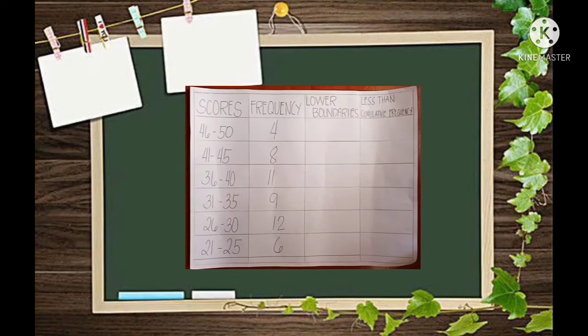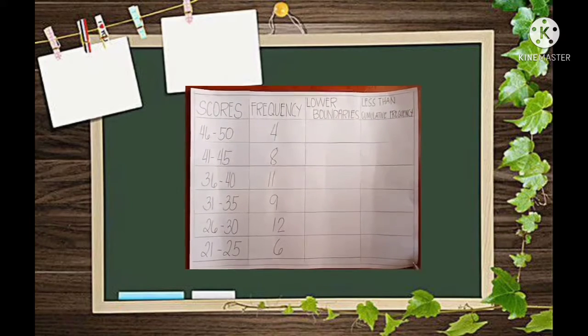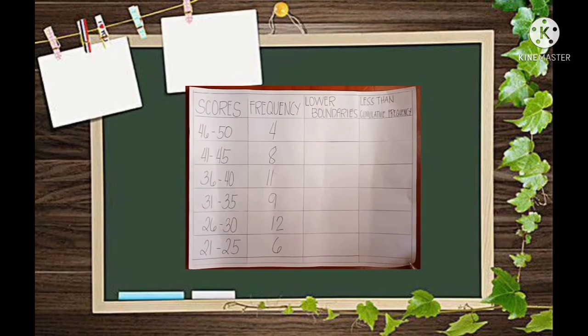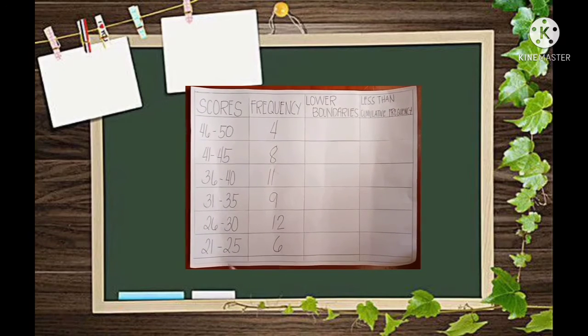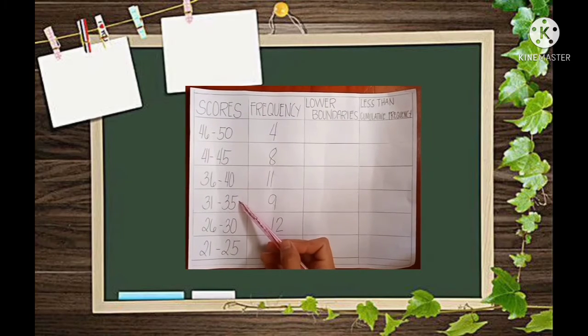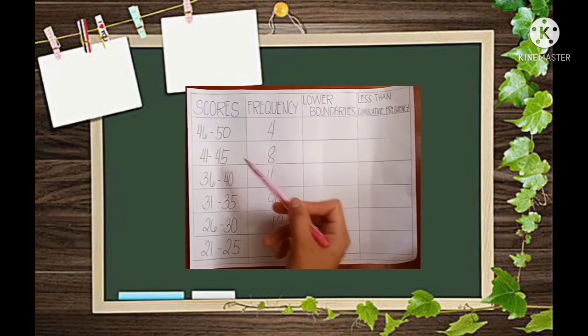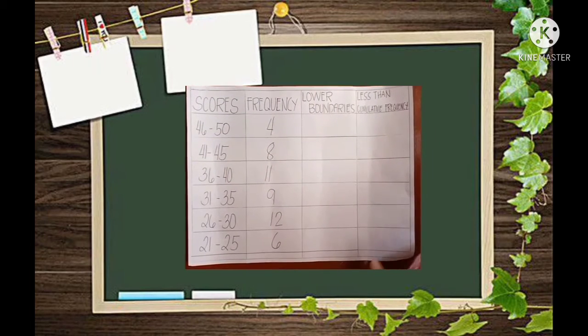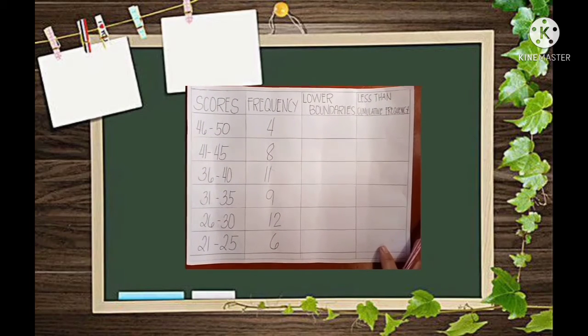Let's say that this table is a group data table. This group is according to the scores of 50 students in a mathematics class. The classes are 21 to 25, 26 to 30, 31 to 35, 36 to 40, 41 to 45, and 46 to 50. So now let's solve for quartile 2.